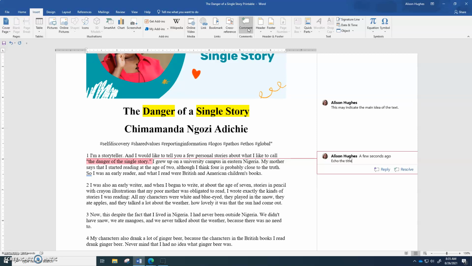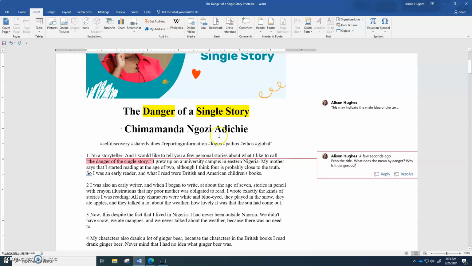So what I'm interested in, what does she mean by danger? Why is it dangerous? Again, I've read this already, so I do have an indication of what this is about. But again, the purpose of annotation is so that we can do a deeper dive into the text.